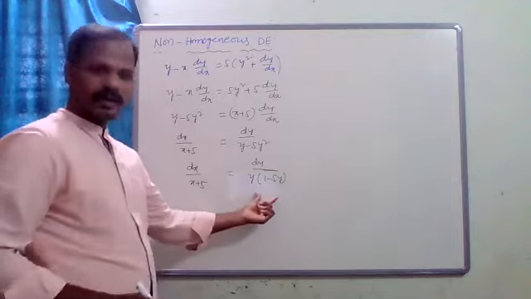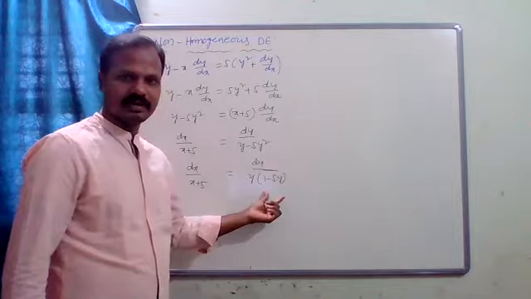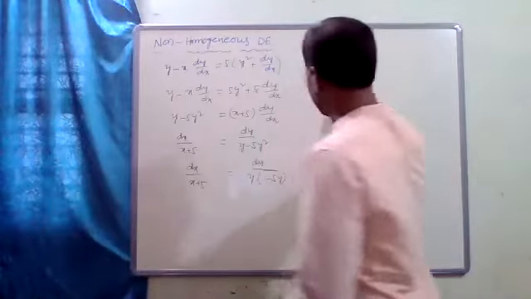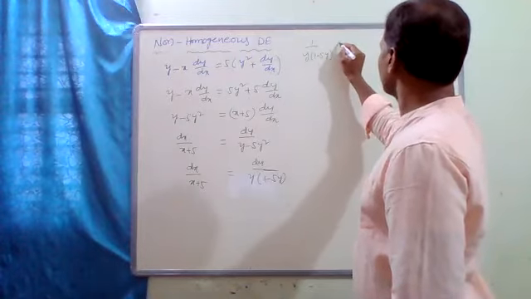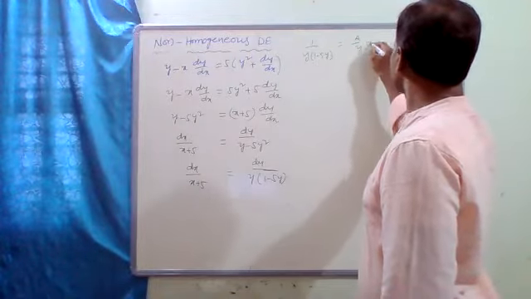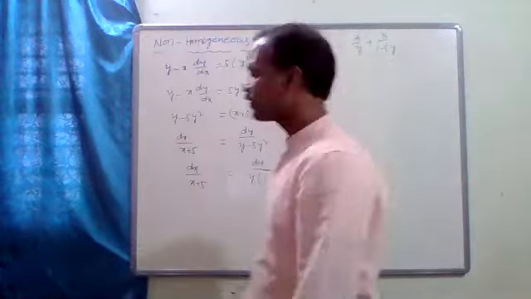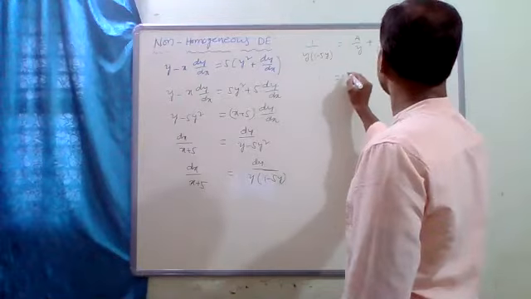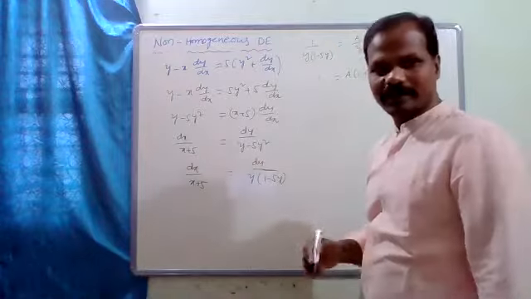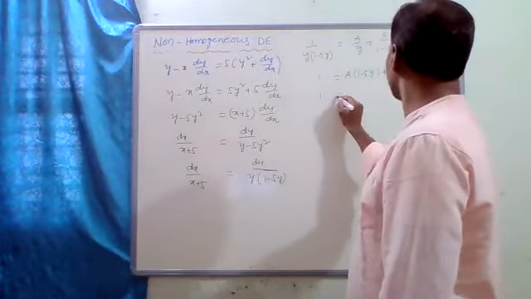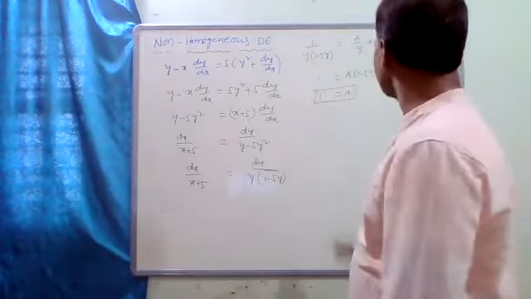And now what you have to do? Here you have to apply partial fraction. So 1 by y into 1 minus 5y equal to a by y plus b by 1 minus 5y. Now, 1 equal to a into 1 minus 5y plus by. If you take y equal to 0, 1 equal to a, so a value is 1.